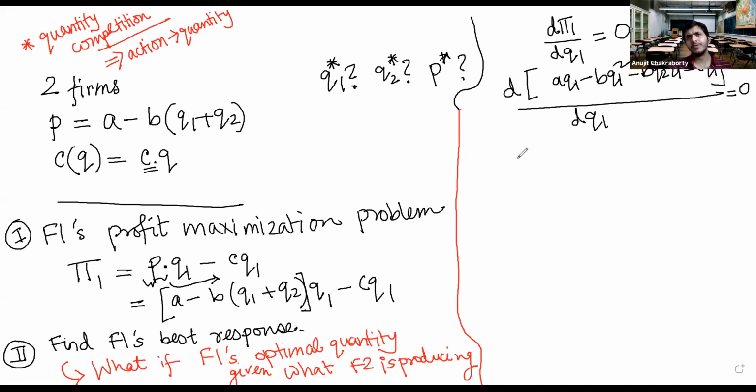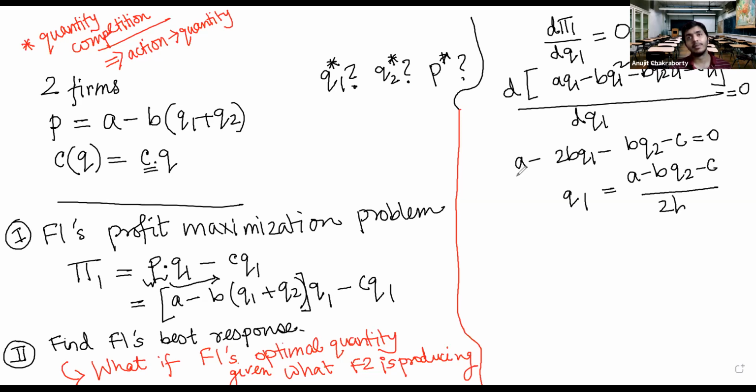Okay, so if you take the derivative, you get A minus twice BQ1 minus BQ2 minus C is 0. And if you do a little bit of math, which you could do at home, you'd figure out that Q1 is going to be (A minus BQ2 minus C) divided by twice B. This is just solving this from this. It'll take you a couple of steps maybe, but you'll get that. So that is firm one's best response function.